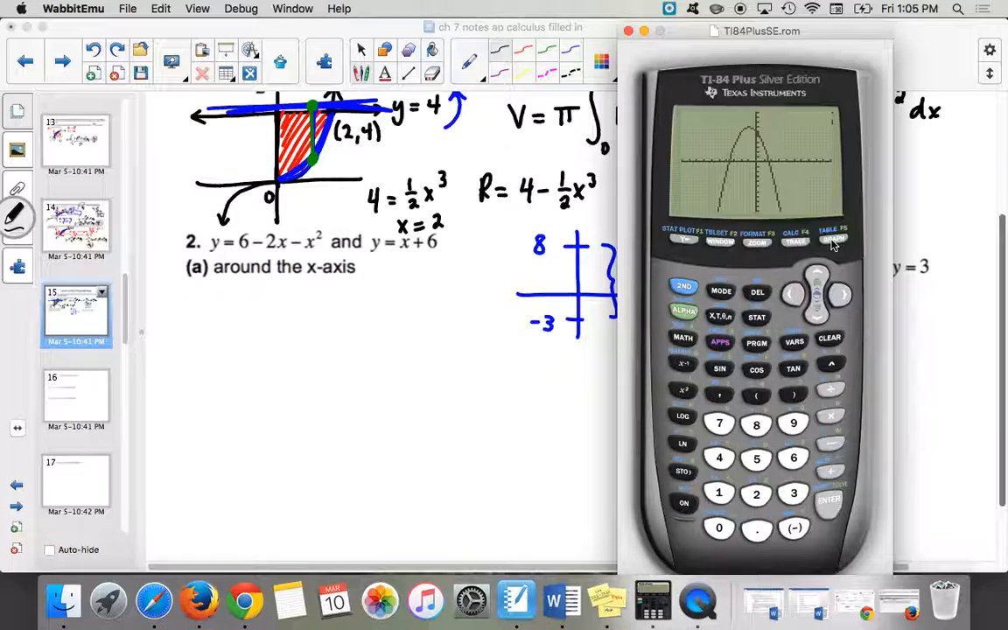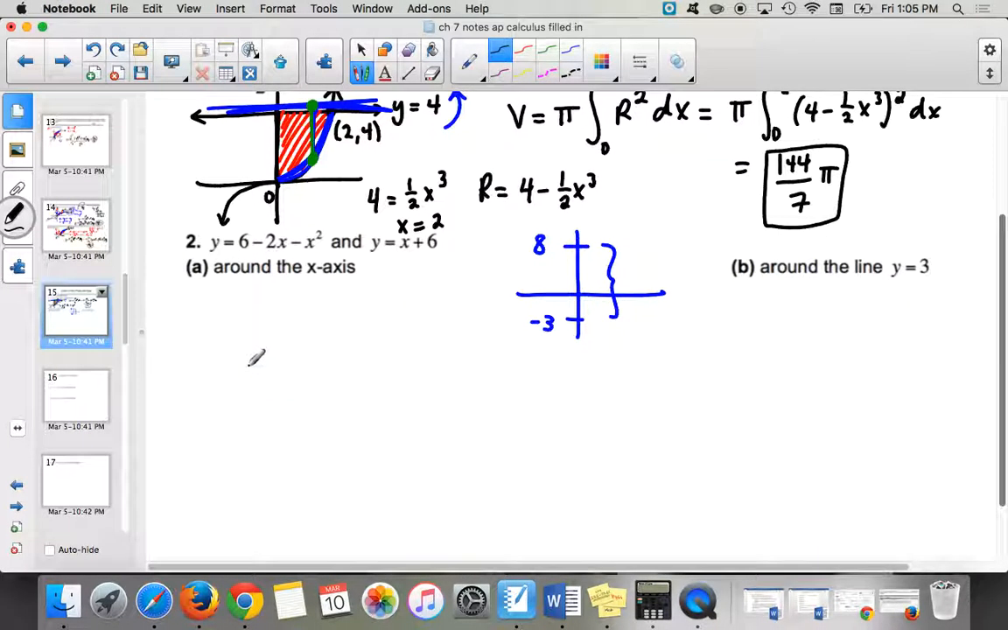Okay, so we got this parabola, and then we have it intersected with a line, right? And we have these 2 intersection points. So you can find these 2 intersection points. Do you guys know what they are? Go ahead and find them for me.